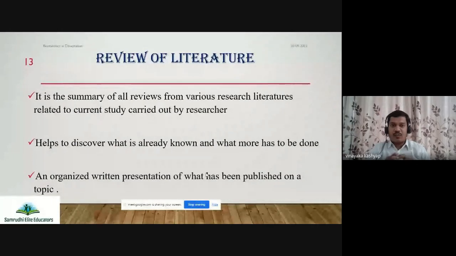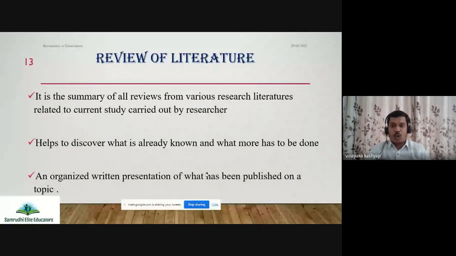It is the summary of all the reviews from various research literature that you have collected related to the current study, that you have studied or collected through various portals available. It helps to discover what is already known. For example, we'll take the prevalence of diabetic foot ulcer in type 2 diabetes mellitus. What is already known? We know that diabetic foot ulcer is one of the known complications of type 2 diabetes mellitus.